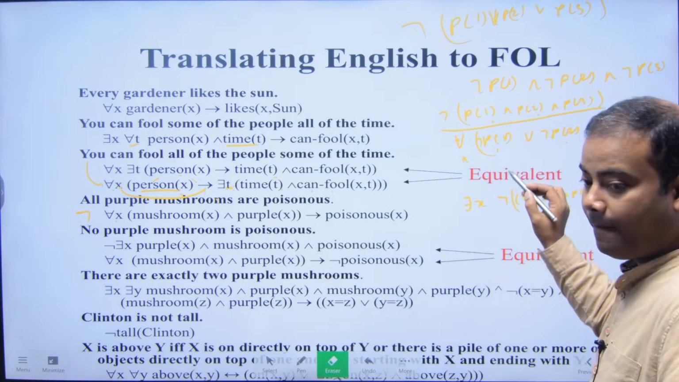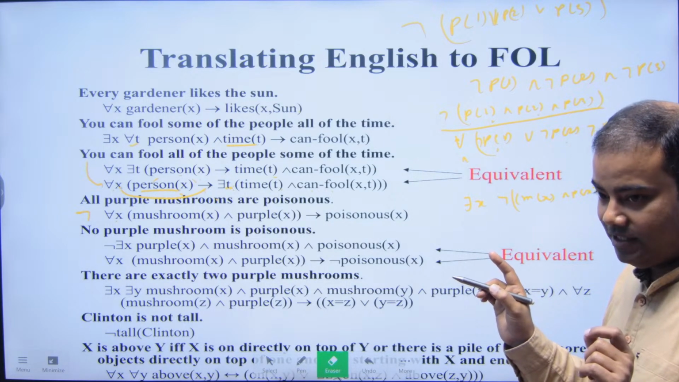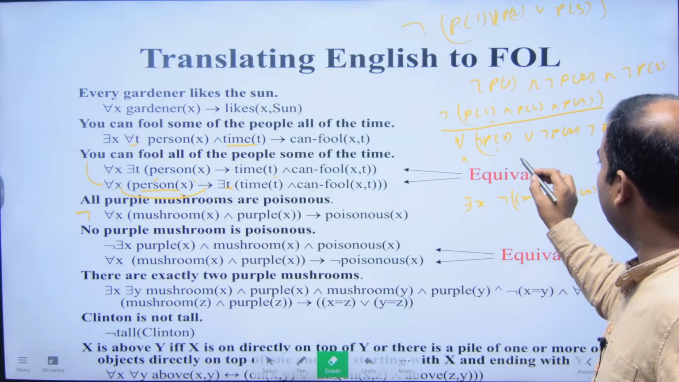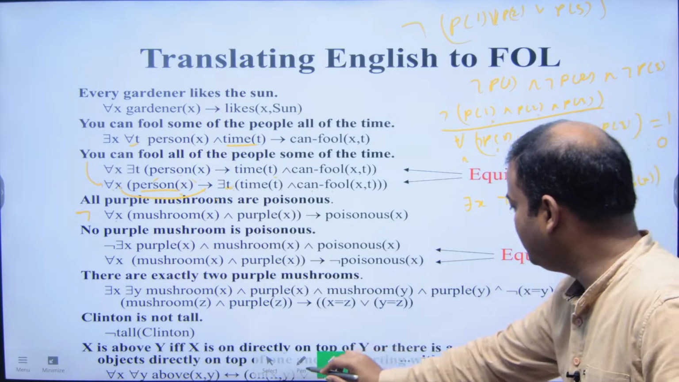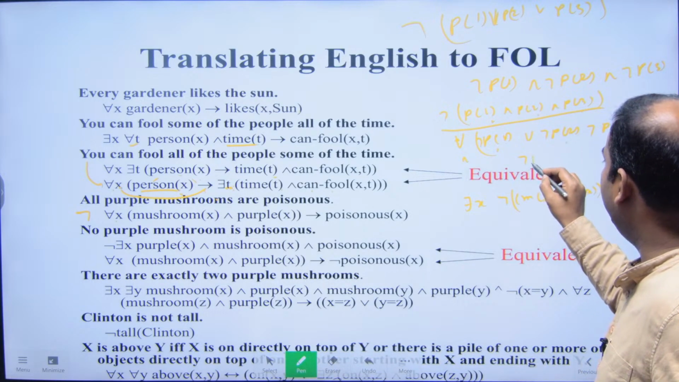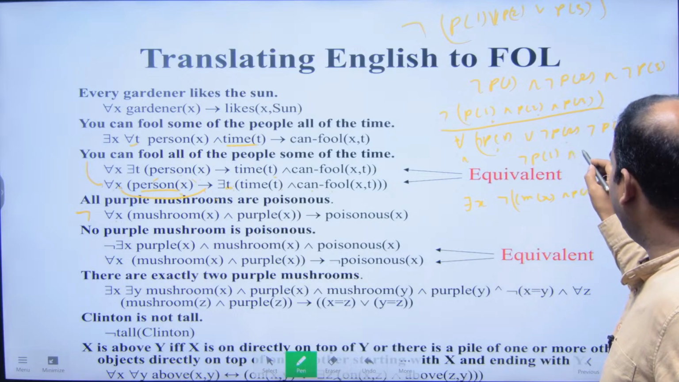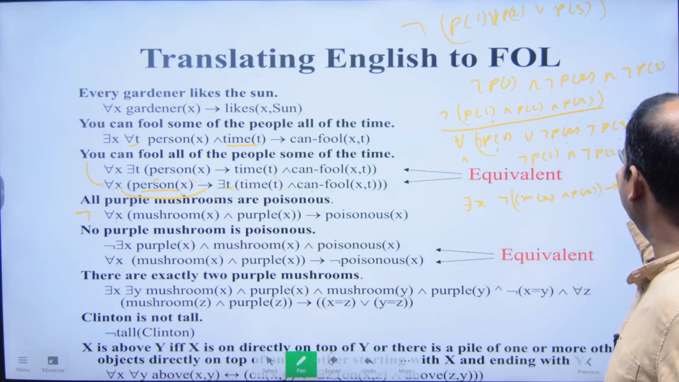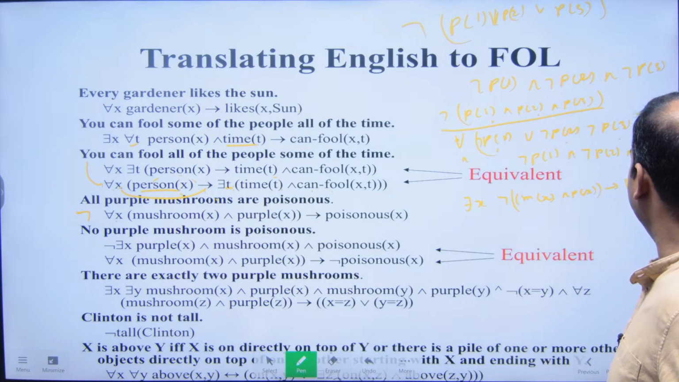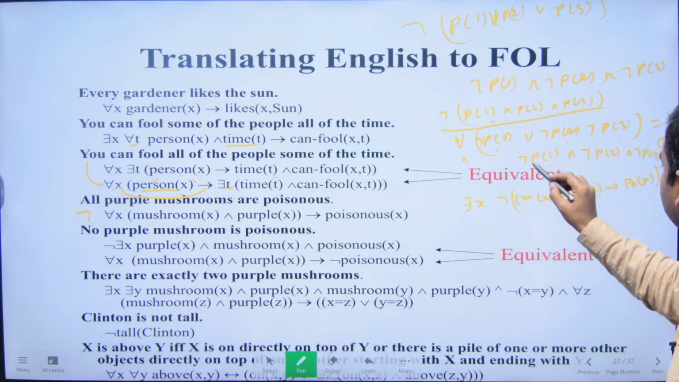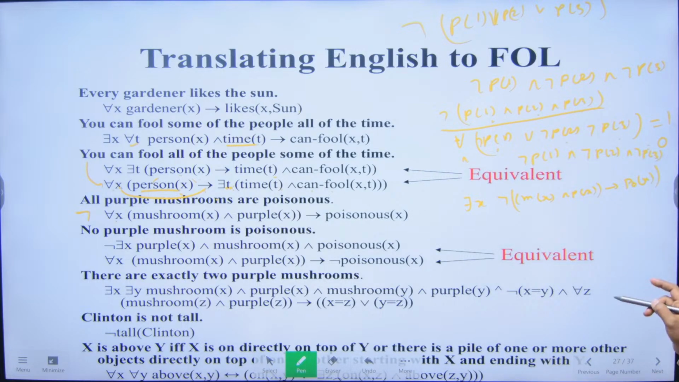None of them is intelligent, it means P1 and P2 and P3 in that sense. So this is not equivalent to that. Is it clear now? Okay?